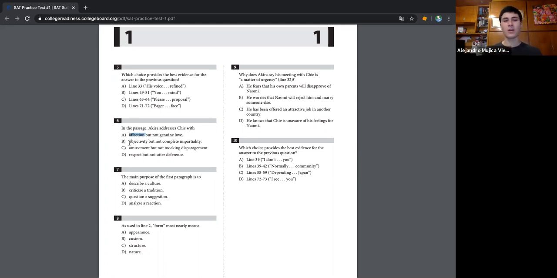So A is wrong. Objectivity, but not complete impartiality. This doesn't apply to the text. This is definitely wrong because we're not talking about a descriptive passage. This is a character who's making a request and he's clearly interested in getting a yes answer instead of a no answer, right? So he's definitely not objective, much less impartial. So B is wrong.